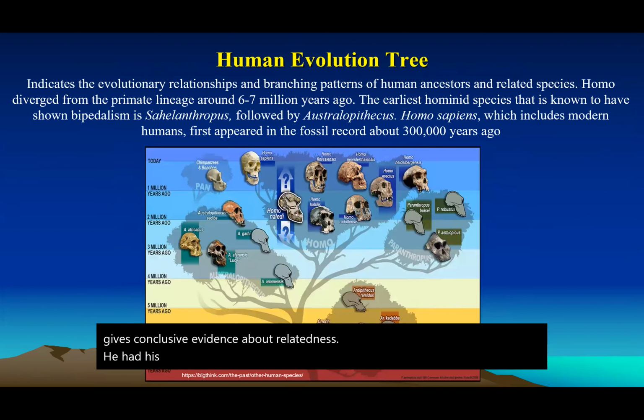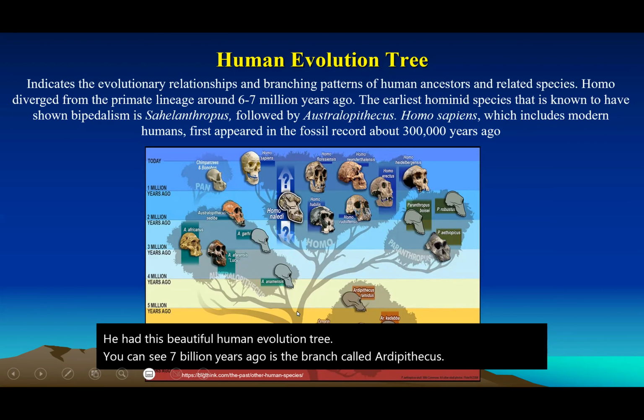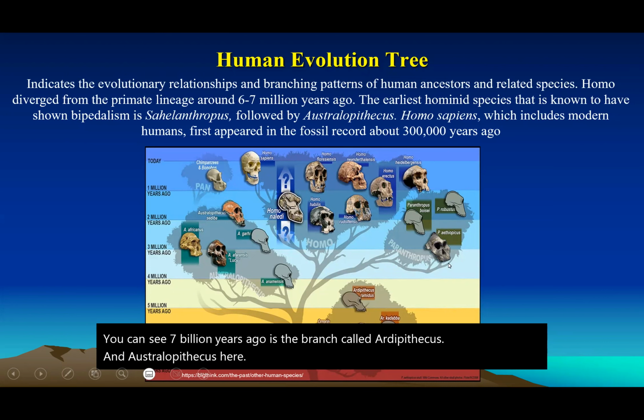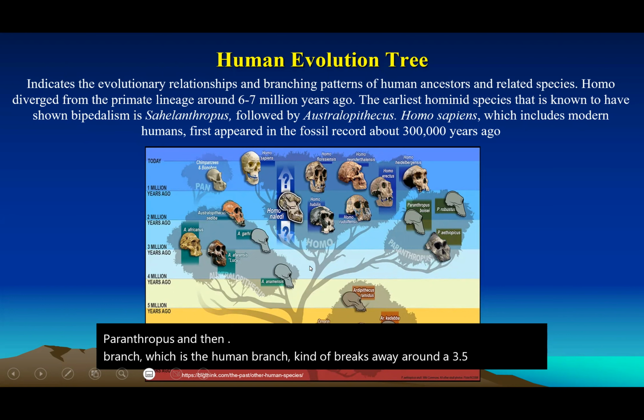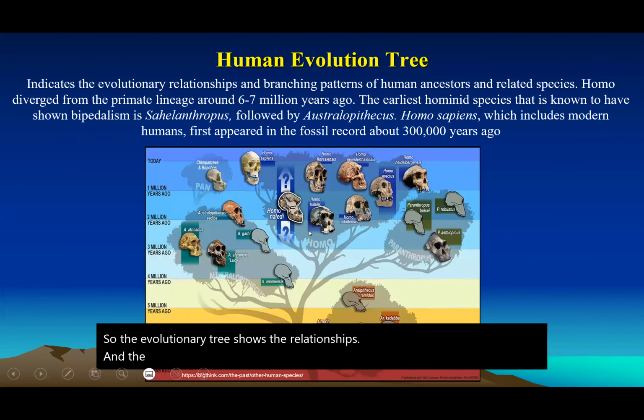Here is a beautiful human evolution tree. You can see like 7 billion years ago is the branch called Ardipithecus and Australopithecus here. Then, you can see Paranthropus and then Homo branch, which is the human branch, kind of breaks away around 3.5 million years ago. So the evolutionary tree shows the relationships and the branching patterns of the human ancestors and related species. The Homo species diverged from primates 7 million years ago.